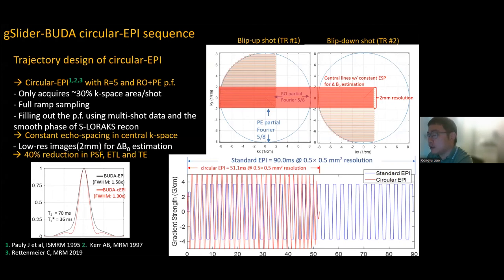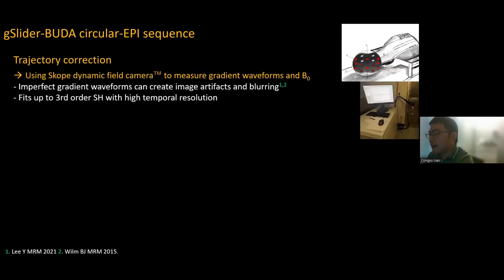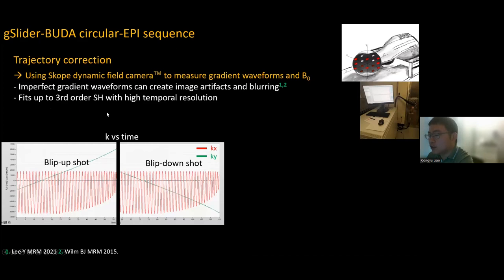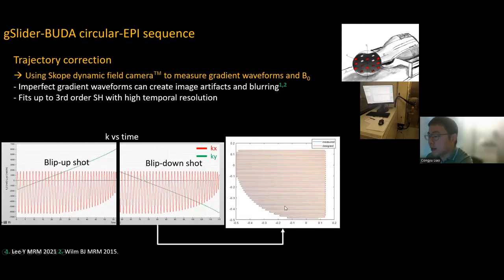Second, let me talk about the trajectory correction for the circular EPI. The imperfect gradient waveform and the B0 drift would create image artifacts and blurring. In this work, we are using a dynamic field camera to measure the gradient waveform slice by slice and fit up to third order spherical harmonics with high temporal resolution. This figure shows the measured kx, ky trajectory versus time plot of a BUDA circular EPI pair. We look at the blip down shot, for example, and compare the measured trajectory with the design trajectory. We found the measured and the design trajectory are aligned okay.